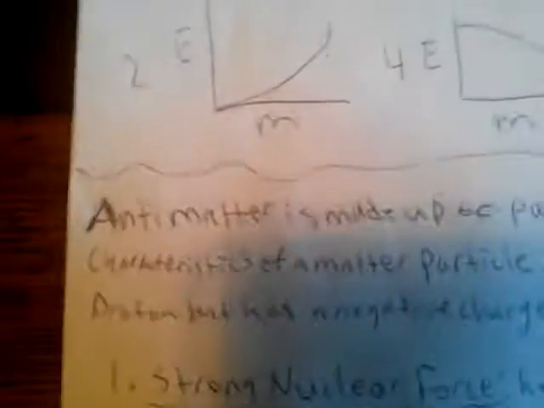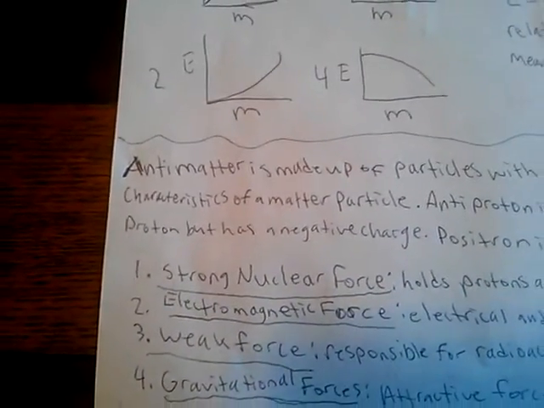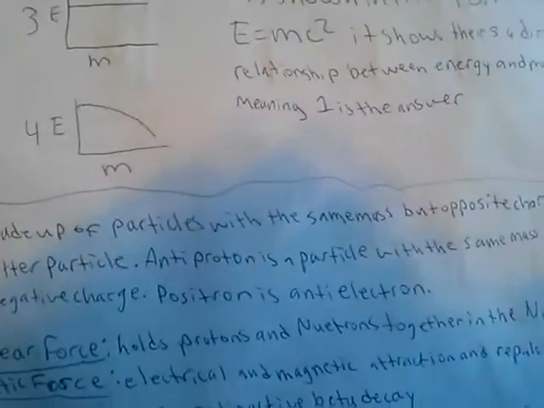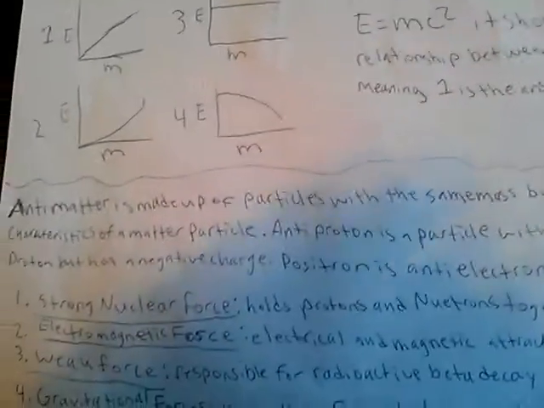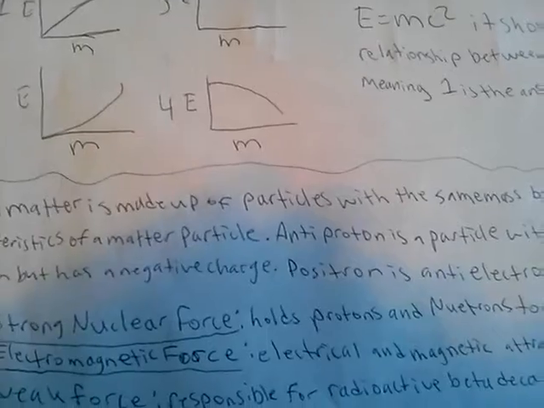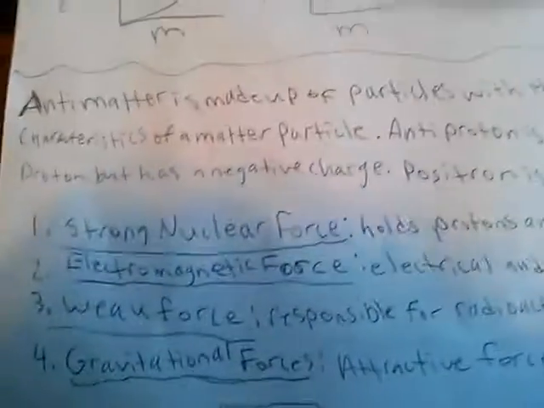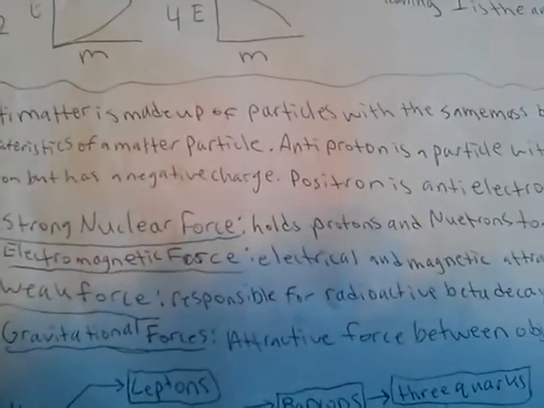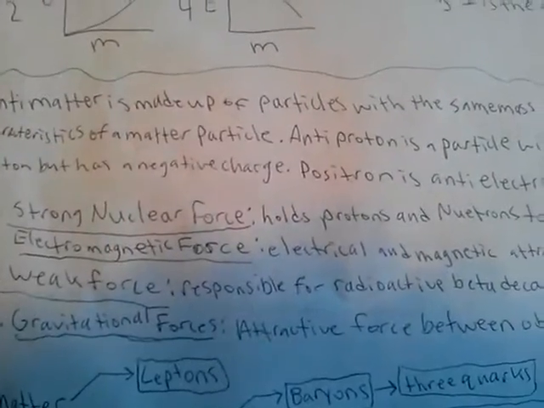Okay, this is more stuff that you don't look at the reference table for, but you just have to learn. Antimatter is made up of particles with the same mass but opposite charge and characteristics of a matter particle. An antiproton is a particle with the same mass as a proton but has a negative charge, and a positron is like an electron, with the same mass but a positive charge. These are forces that are important to know. The strong nuclear force holds protons and neutrons together in the nucleus. The electromagnetic force is electrical and magnetic attraction and repulsion. The weak force is responsible for radioactive beta decay. And gravitational forces are attractive forces between objects with mass.